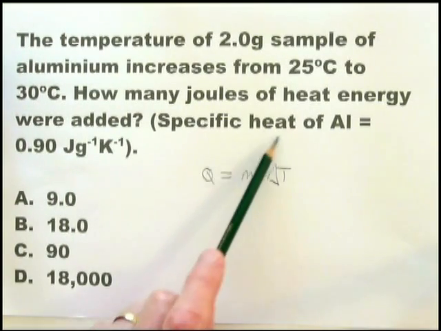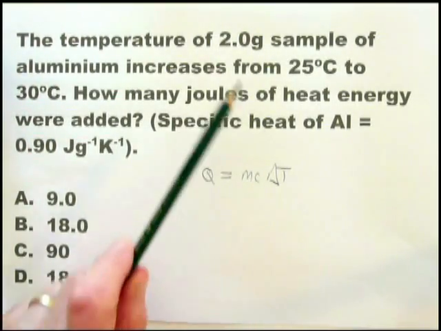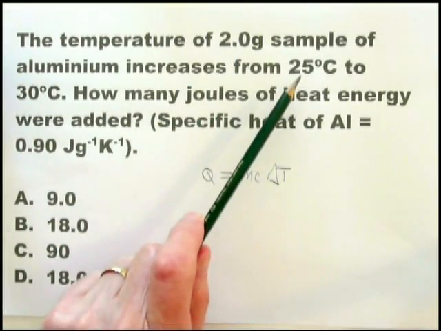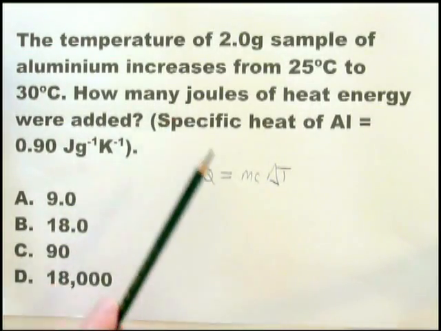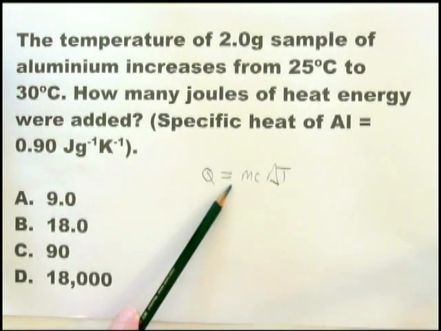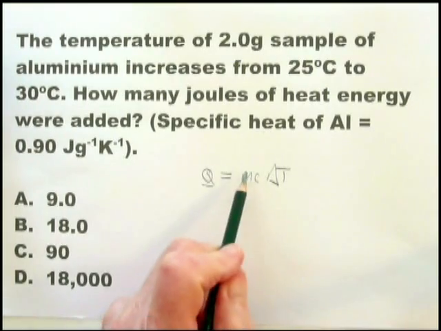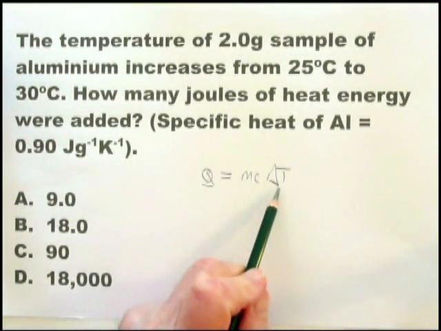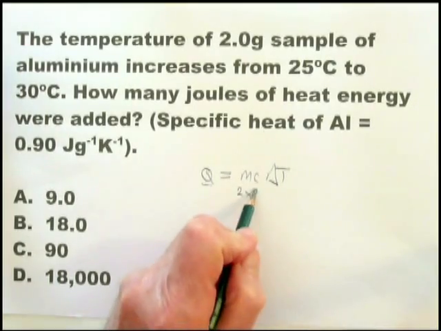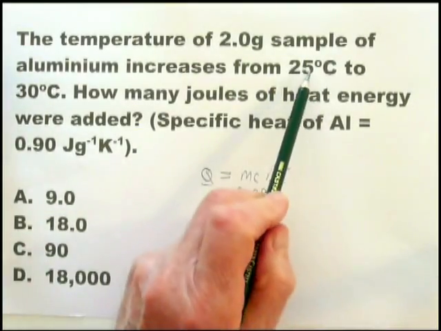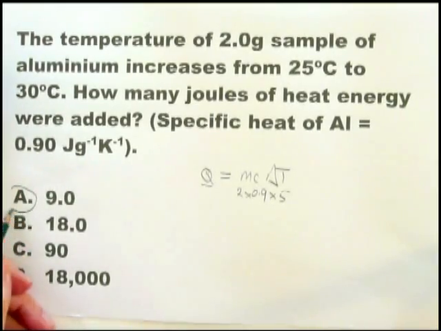And sometimes the word specific heat is not included, but you can guess that it probably is this formula because they talk about mass of a substance, temperature change, and joules of heat energy, or kilojoules of heat energy. Anyway, going to the formula Q equals mc delta T, and they're asking how many joules. So this is the unknown, and they have to give you all the others. They give you the mass, which is 2. They're giving you the C, which is 0.9, and they're giving you the delta T, which is 30 minus 25, which is 5. And so the answer is 9, which is A.